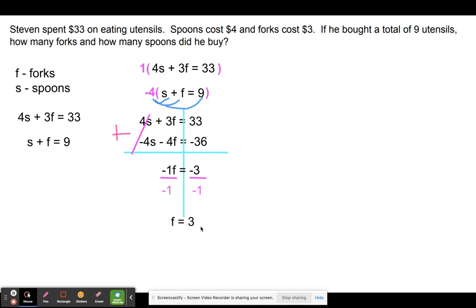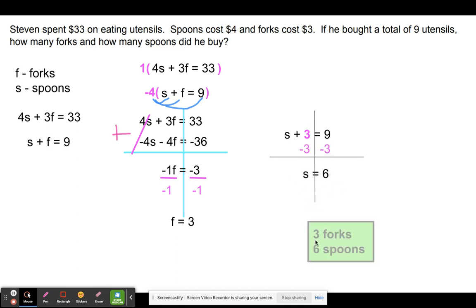So there's 3 forks. Okay, and now I'm simply going to take that 3, plug it into the easy equation, S plus 3, subtract that 3 from both sides, and I get S equals 6. So that means I have 3 forks and 6 spoons.